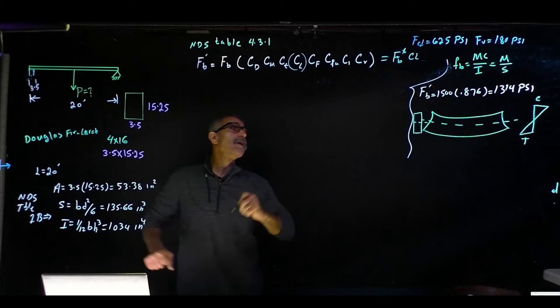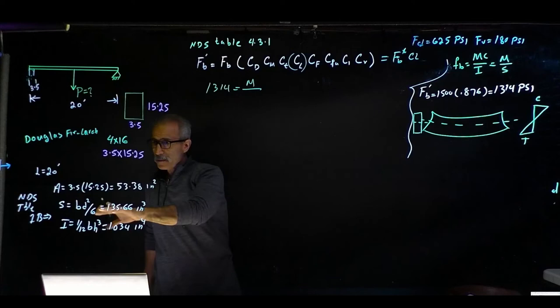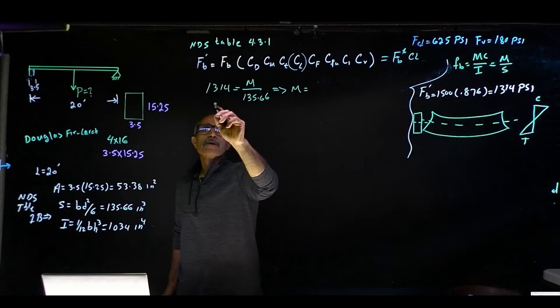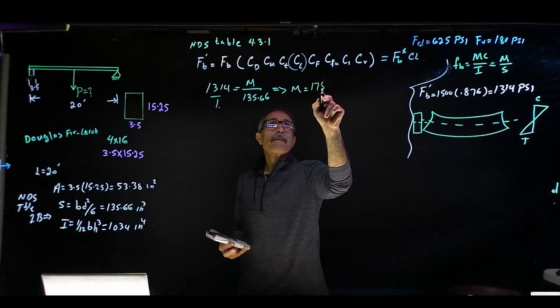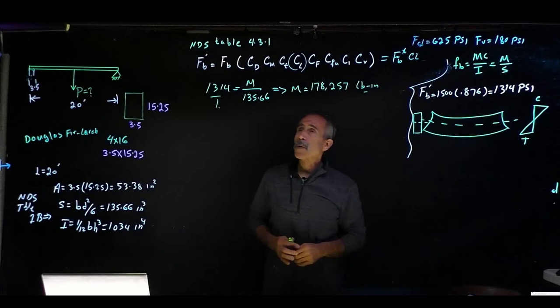And we said, okay, we have M equal moment divided by S. I thought I had them down here. I do: 1,314 and 135.66. And therefore my moment comes out to, what you basically gotta do is make M equal these two numbers multiplied by each other. And that's going to come out to 1,314.66.